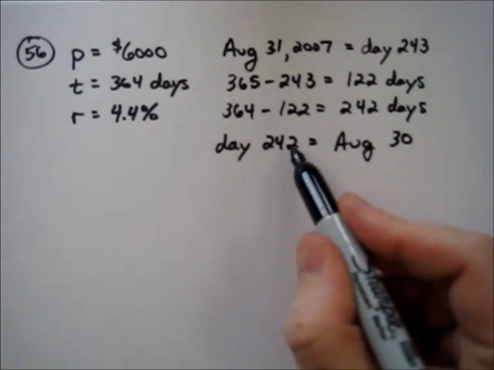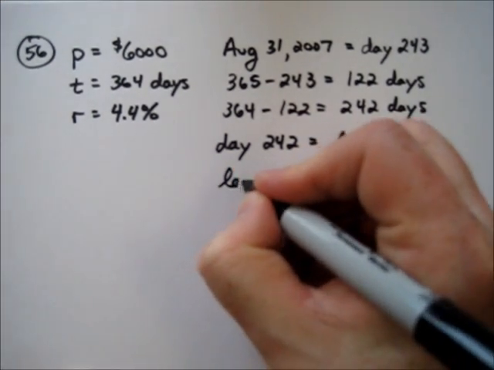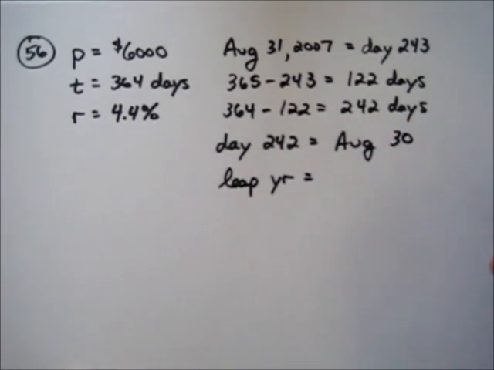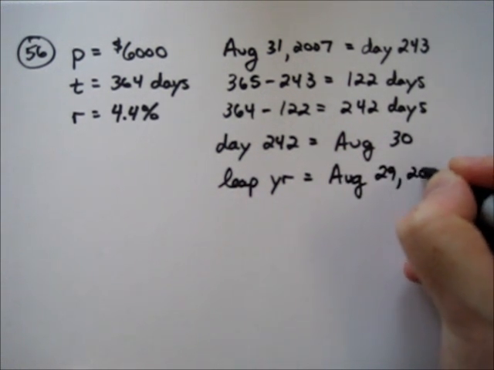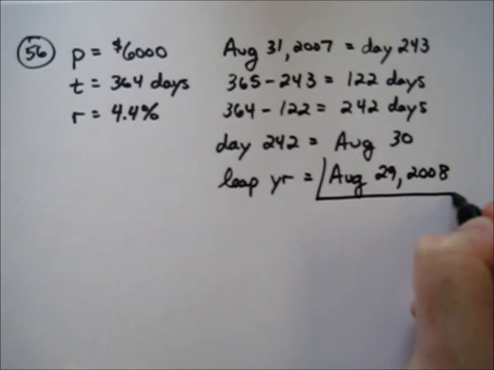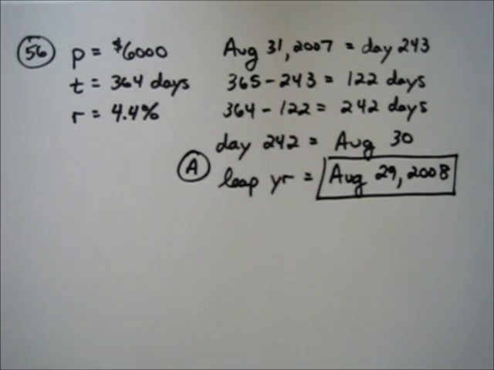So the 242nd day is not August 30th. In leap year, you actually get to day 242 on August 29th. And that's the answer to part A. You get there one day earlier because there's been an extra day involved. Okay, now moving on to part B.